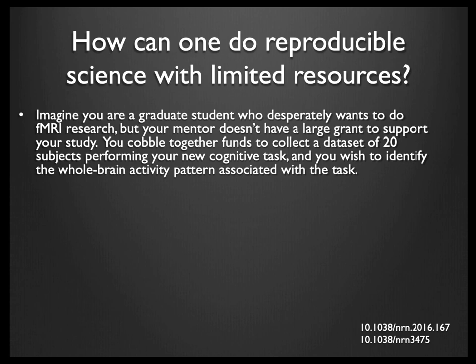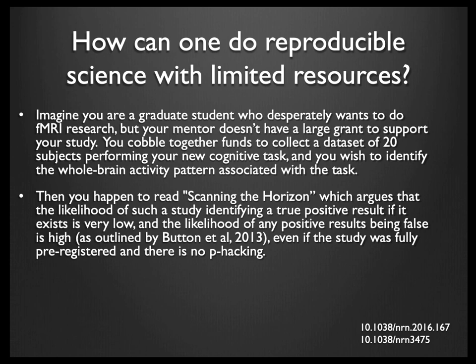So you cobble together funds to collect a data set of about 20 subjects performing your new cognitive task, supporting some theory that you or your mentor has, and you wish to identify the whole brain activity pattern associated with that task. Great, very common story, seen it 100 times. Then you happen to read Scanning the Horizon, which is an article that was published by Russ Poldrack, among others, which argues, in my opinion convincingly, that the likelihood of such a study identifying a true positive result, if it exists, is very low. And the likelihood of any positive result being a false positive is high.